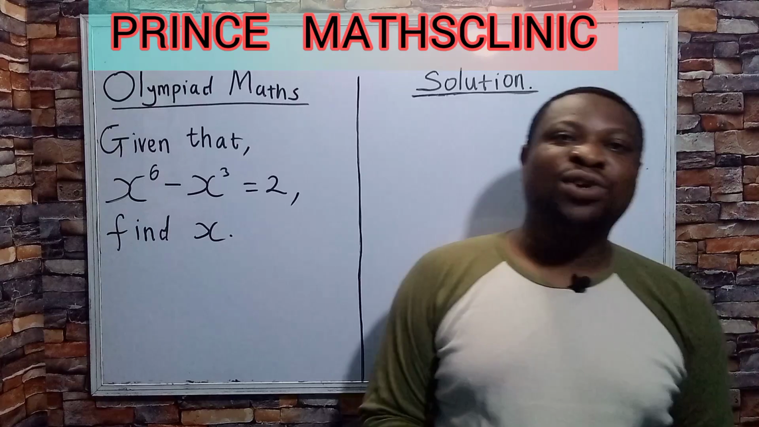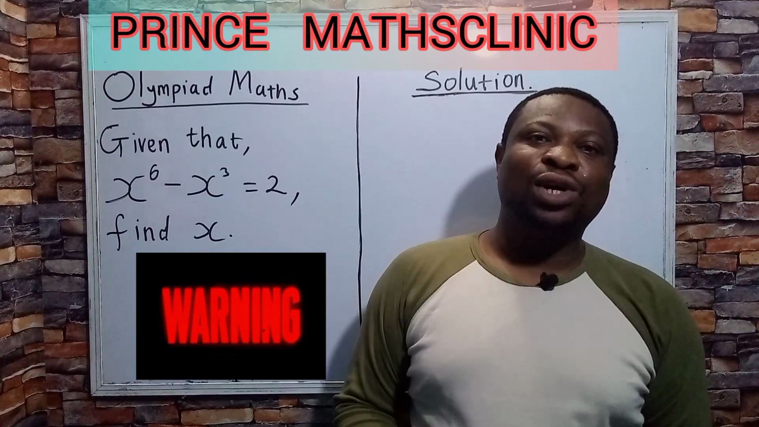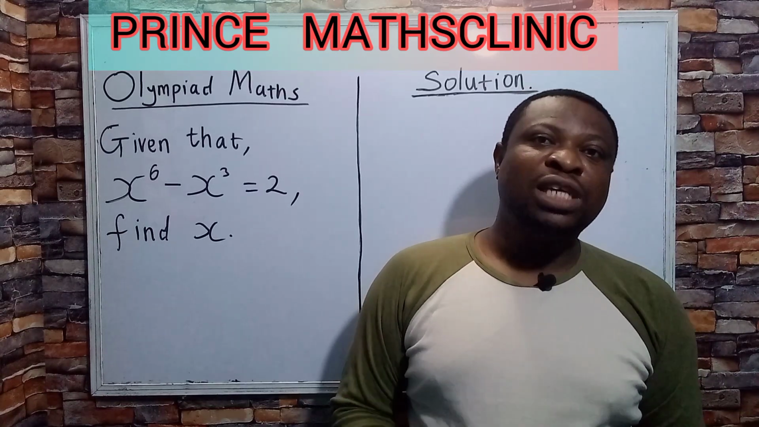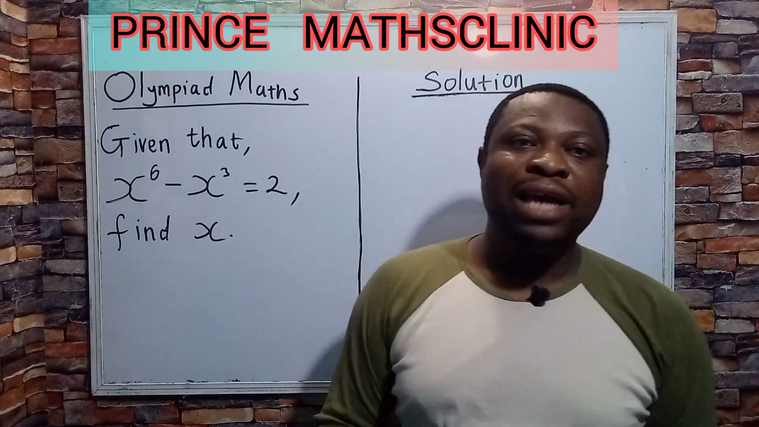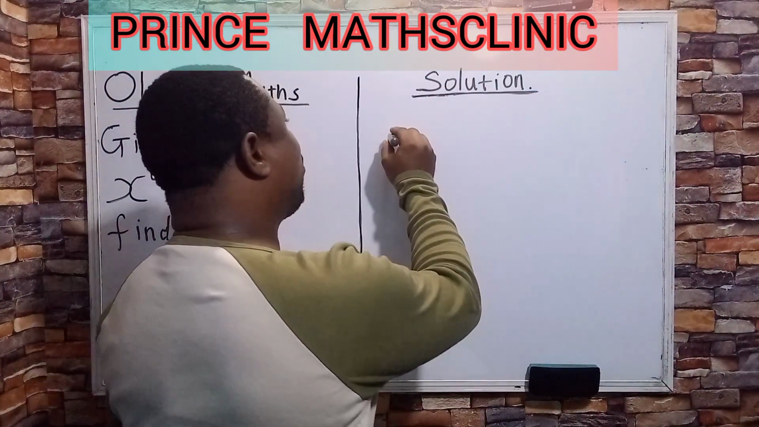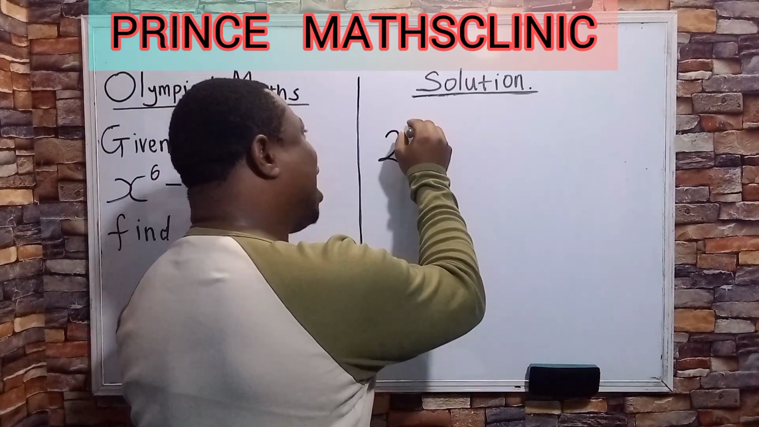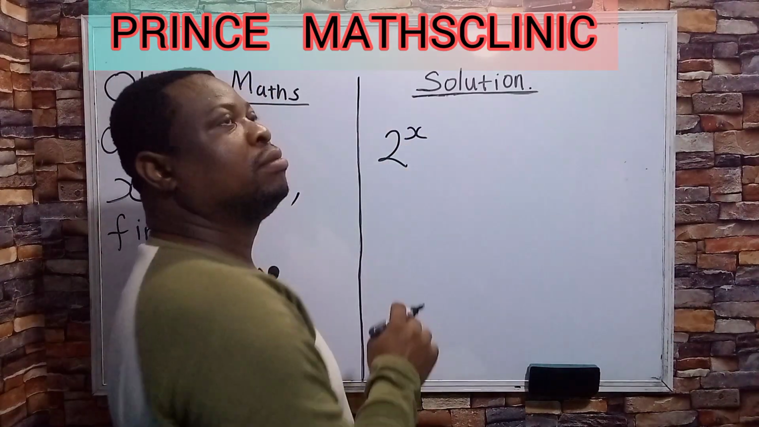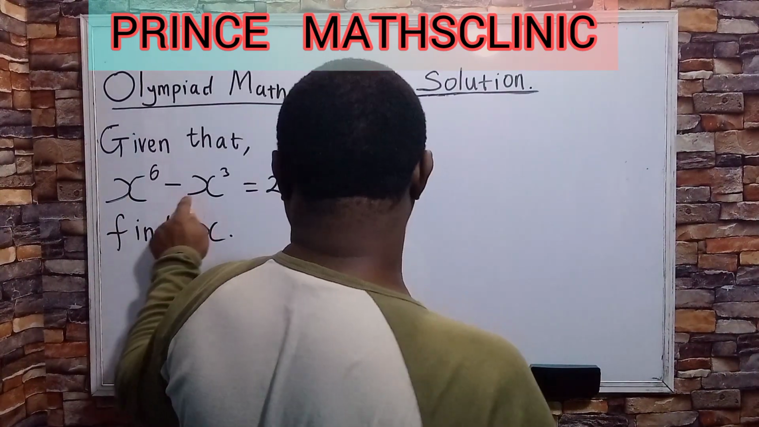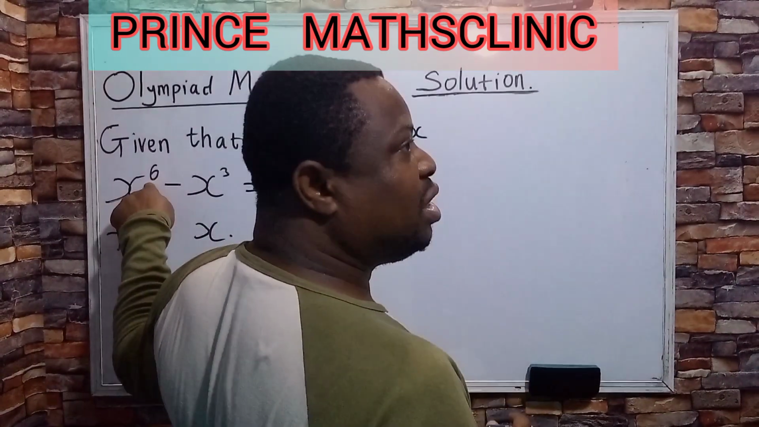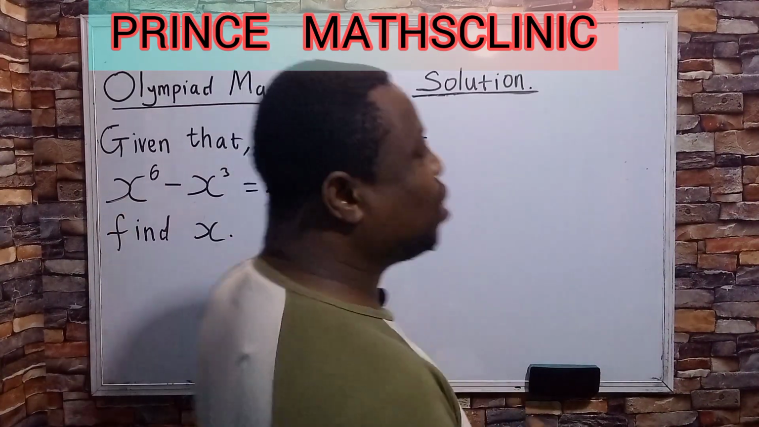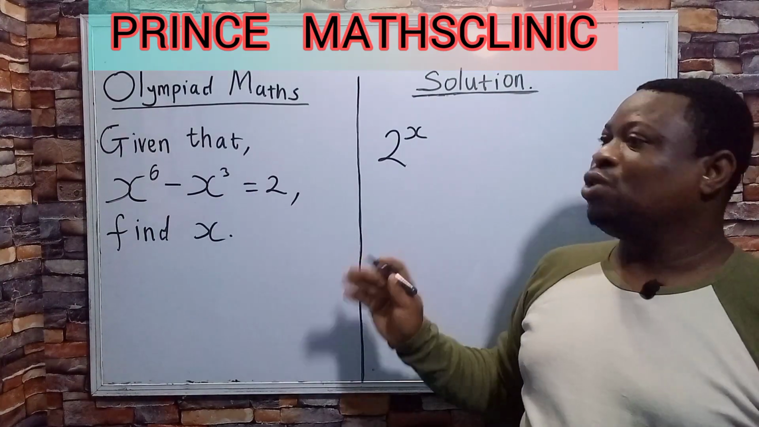Now, let me state categorically here that this is not an exponential equation. In an exponential equation, the power is always a variable, meaning that it will have something that has an alphabet as the power. But in this case, the variable is the base. The power is an integer or a constant. So therefore, we know that this is not an exponential equation.